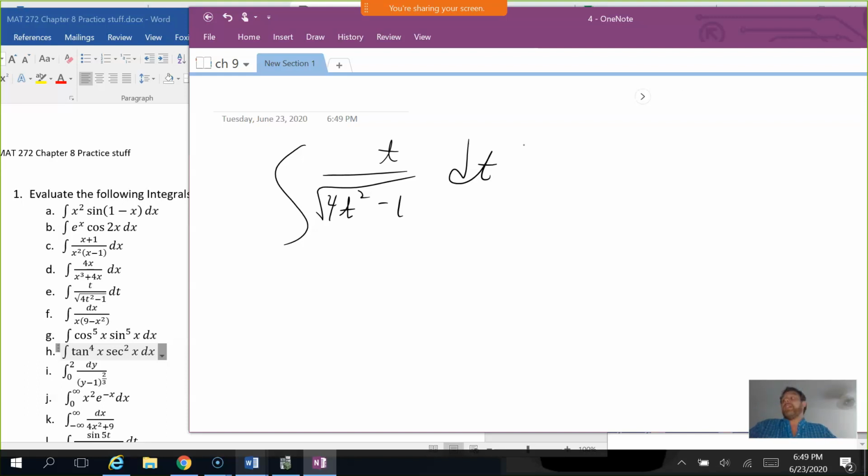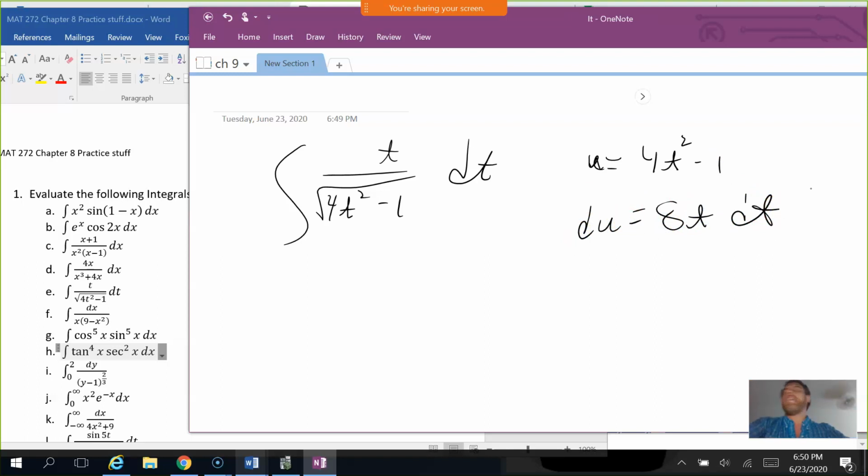Okay, again, go through all of your rules. This one is just going to be a regular u substitution. I know in that denominator it's two things that are squared and subtracted, which means that you could actually do the trig substitution stuff with those triangles and the angles, but there's no point. We can just set u to be the 4t squared minus 1, and then du would be 8t dt.